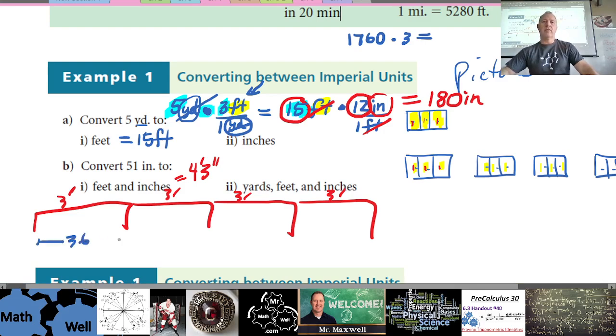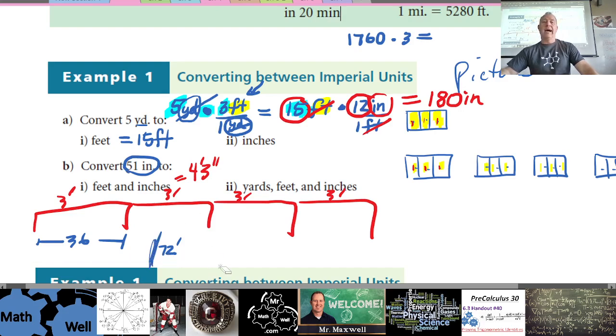36 inches. So I have 36 inches here, and then this 2 yards would actually be 72 inches, right? So that's way more than I actually have. So I do not have 2 complete yards. Does everybody see that? The 51 ends about here.